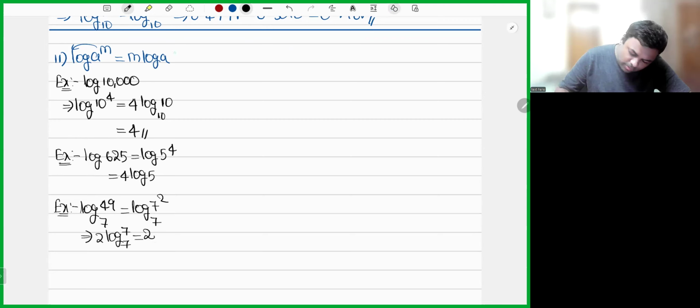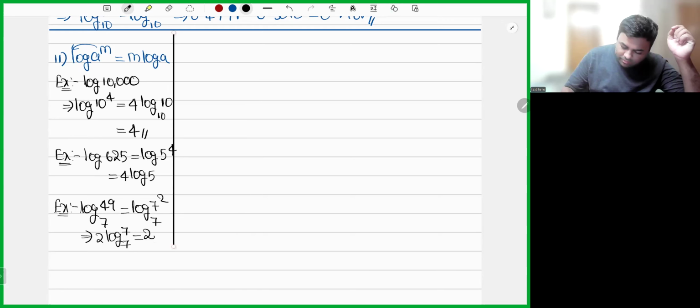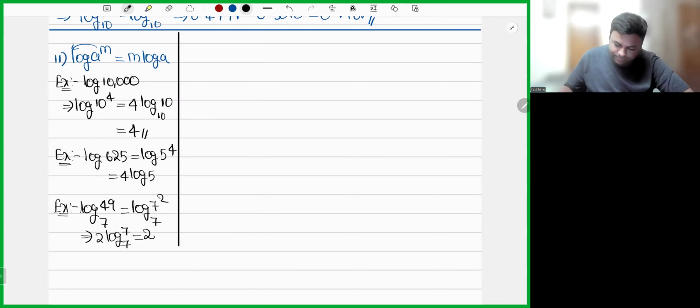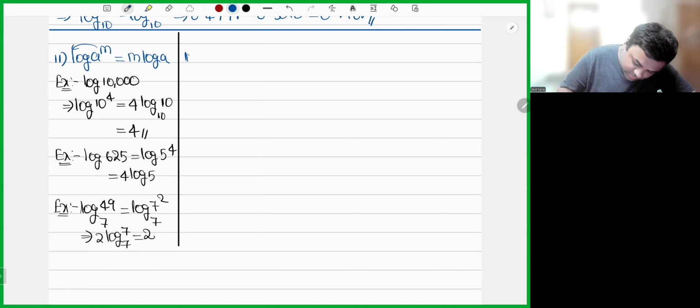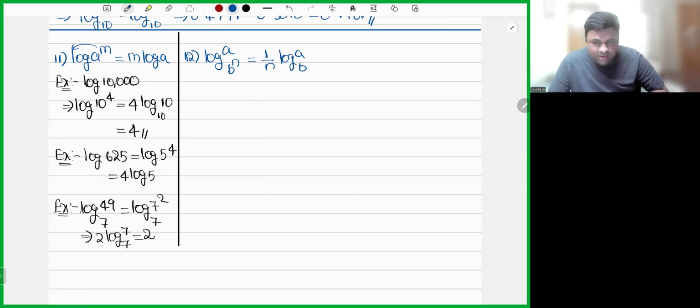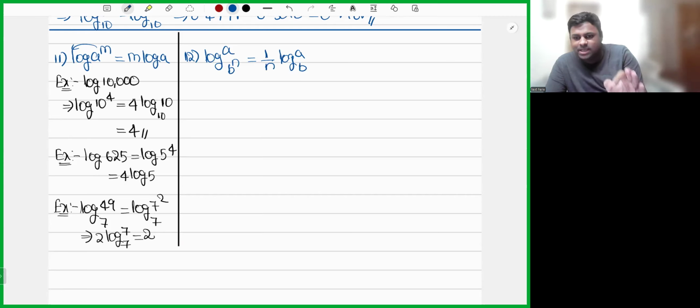Okay. So I hope 11th property is clear, my dear friends. What is 11th property? Log a power m will always be equal to m log a. Next, 12th property. Log a to the base b power n will be equal to 1 by n log a base b. Remember this: if power is there to a, it comes to numerator. If power is there to base, it comes to denominator.